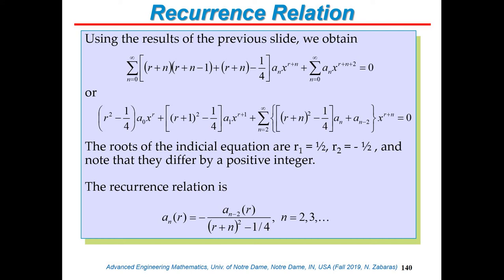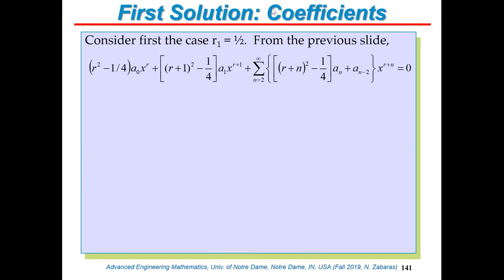So let me do the following thing. I'm going to start with the first root, r1 equal to 1/2. So for r1 equal to 1/2, you can see that this term is 0. So a0 is arbitrary, so you can actually take a0, if you like, equal to 1. And if you put r equal to 1/2, this bracket here is non-zero, so a1 has to be equal to 0.